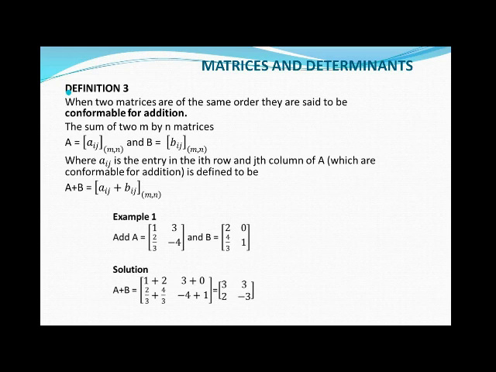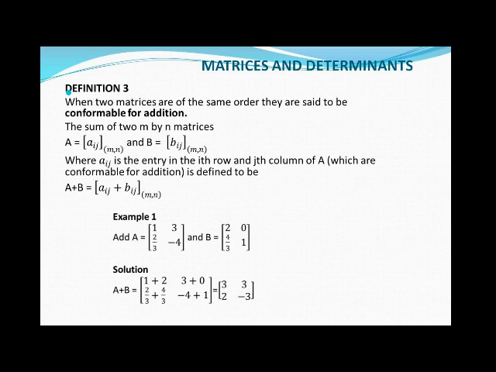Example, matrix A contains the entries 1, 3, 2 over 3 and minus 4. And matrix B contains the entries 2, 0, 4 over 3 and 1. Now, if we want to add, remember the rule says two matrices are only addable when they are of the same order. You can only add a 2 by 2 matrix to a 2 by 2 matrix, or a 3 by 3 matrix to a 3 by 3 matrix. If their order is different, you cannot add them.